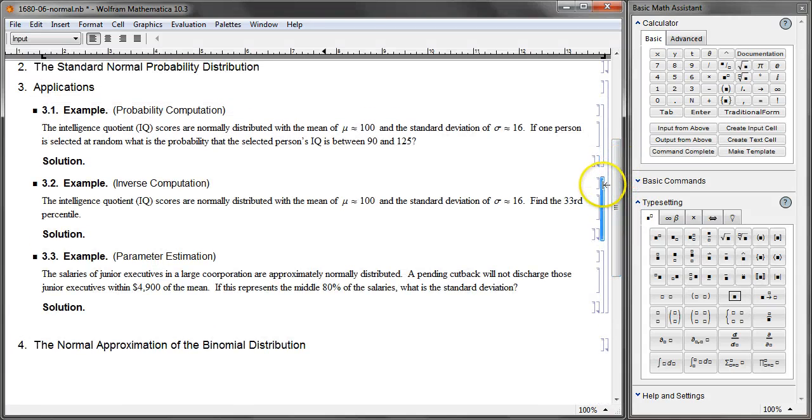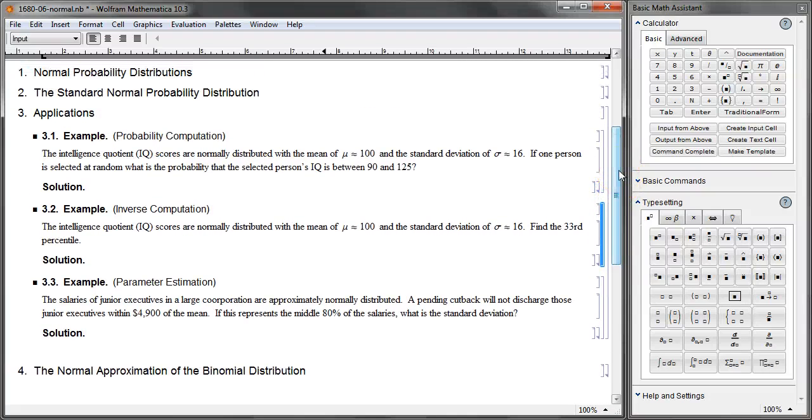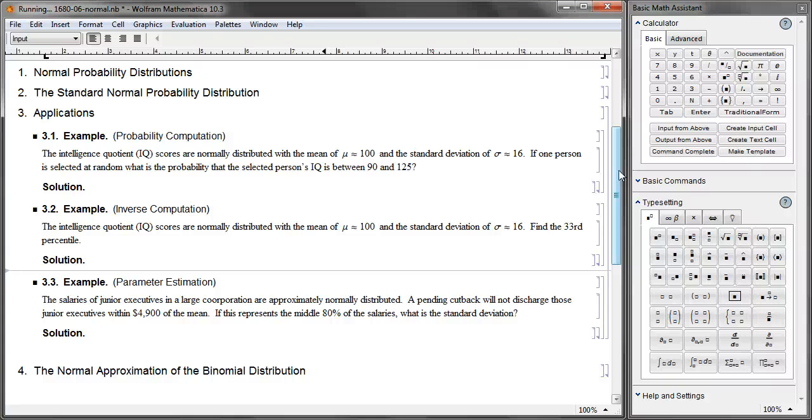Let's go over to the next problem. This is going to be an inverse problem. The intelligence quotient scores are normally distributed with a mean of mu equals 100 and a standard deviation of sigma equals 16, approximately speaking. Find the 33rd percentile, which means the probability that this normal random variable x is less than a certain IQ value has to be 33%, 0.33.